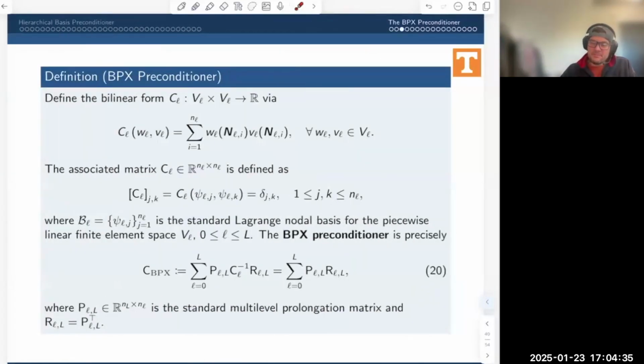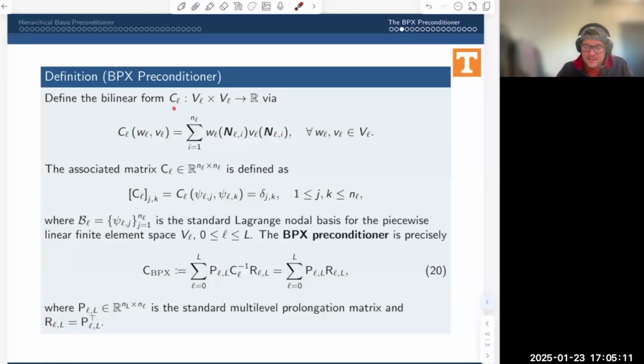Okay, and so in 15 minutes, maybe I'll get halfway through this section and then we'll leave the other half for next time. But I do want to cover the details of this, at least mostly. So how do we define this BPX preconditioner? Well, like the hierarchical basis preconditioner, the definition starts out using what we call a bilinear form, C_L. I'm using the same notation that I used for the hierarchical basis, but it's not the same C_L. So just keep that in mind.